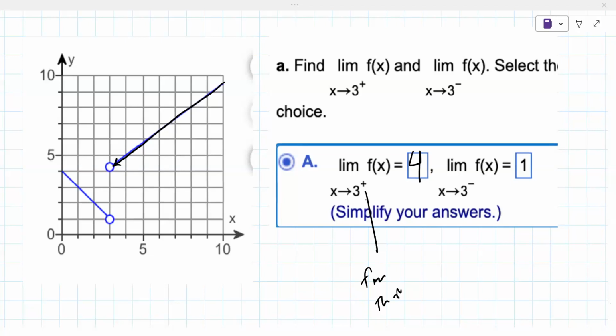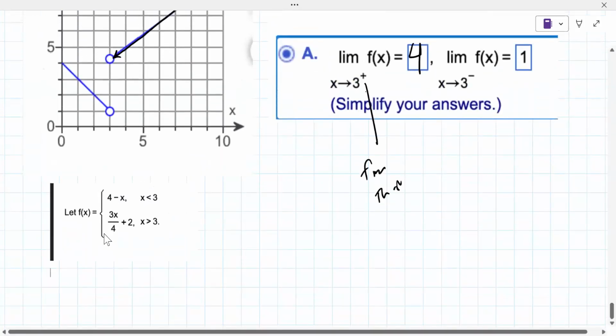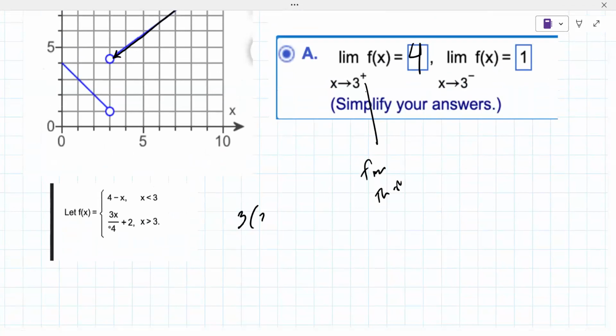So normally you just look at the graph, but they do give you an equation. So we need to put 3 into this equation. So it's 3 times 3/4 plus 2. 9/4 plus 2 is 4.25. That's why it's not taking it. That's fine. Yeah, okay.